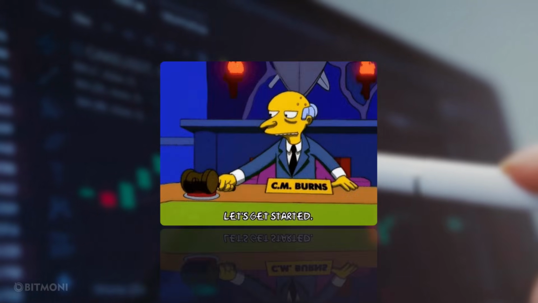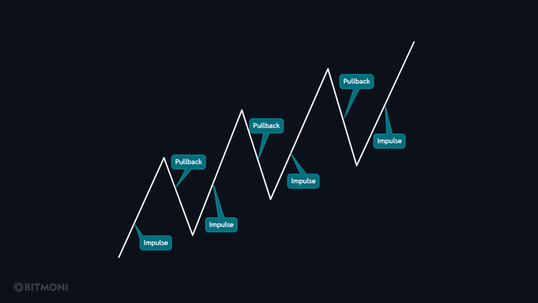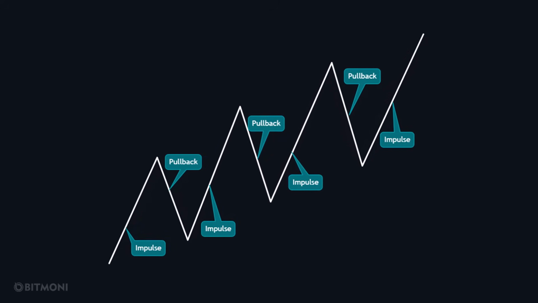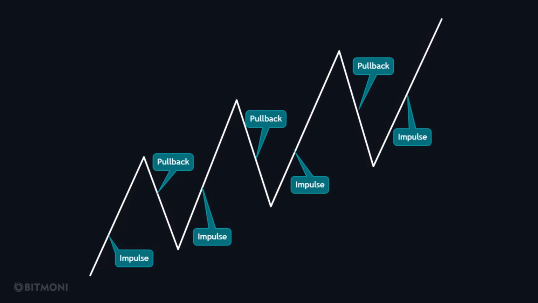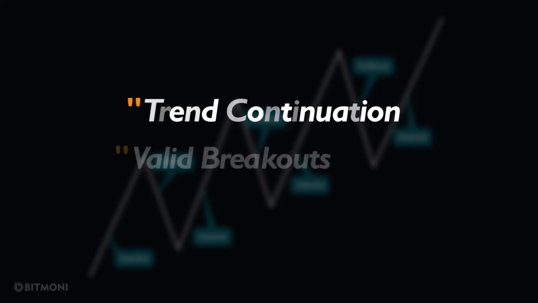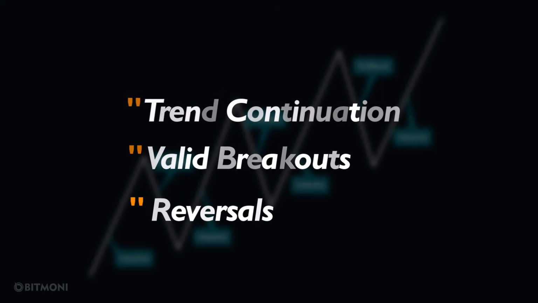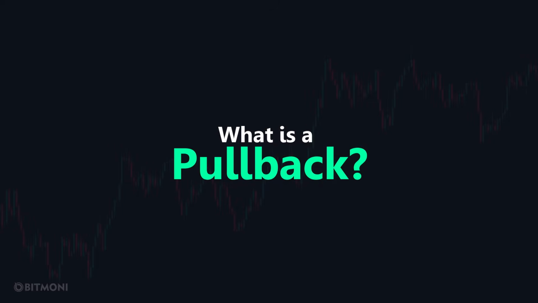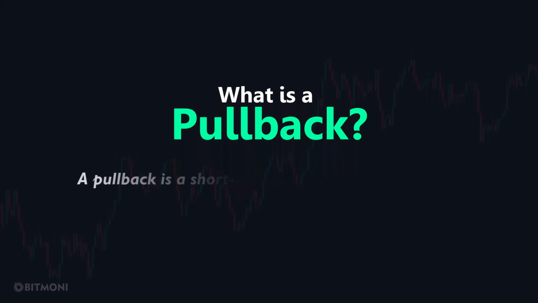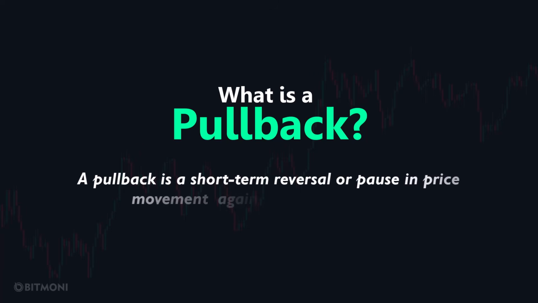Now, let's get started. The foundation of market structure analysis starts with correctly identifying valid pullbacks. Without this, it's difficult to anticipate major market moves like trend continuations, valid breakouts, or reversals. So, what exactly is a pullback? In simple terms, a pullback is a short-term reversal or pause in price movement against the current trend.